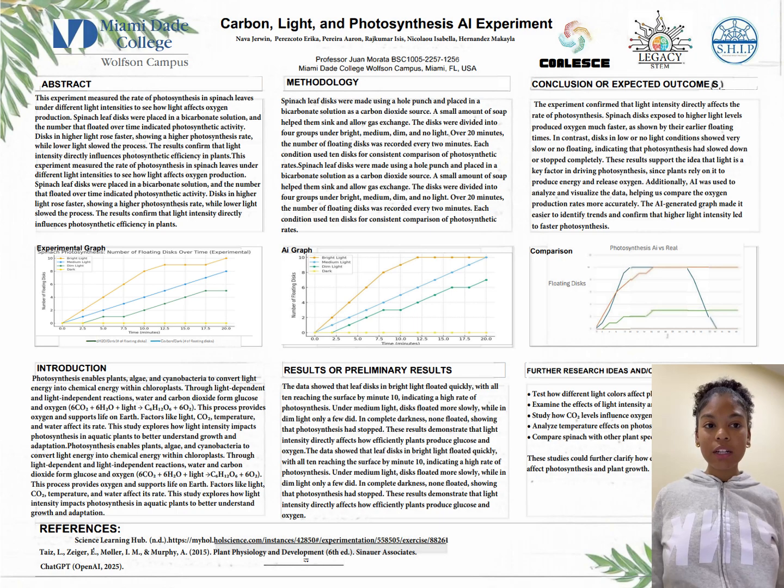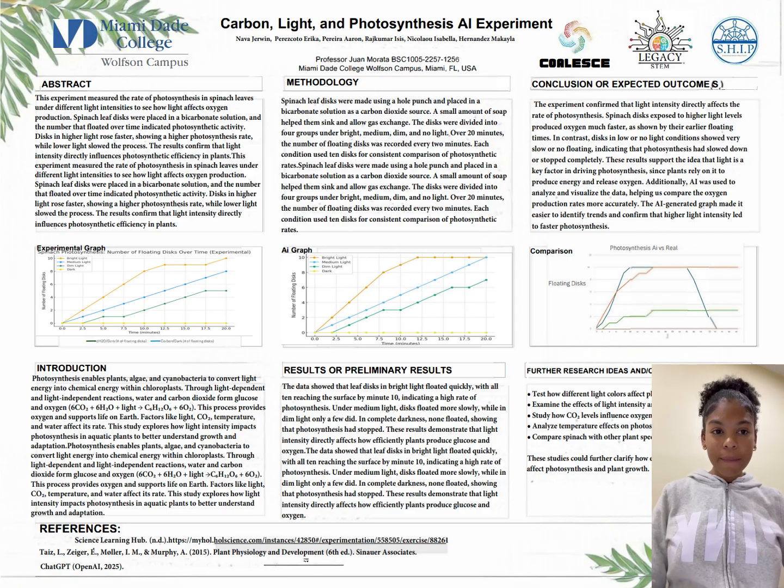Our results clearly showed that light intensity affects the rate of photosynthesis. In bright light, the discs floated the fastest. All 10 discs were floating by around 10 minutes. In medium light, the process was slower, taking about 20 minutes for all discs to rise. Under the dim light, only a few discs floated during the entire experiment. And in complete darkness, none floated at all.